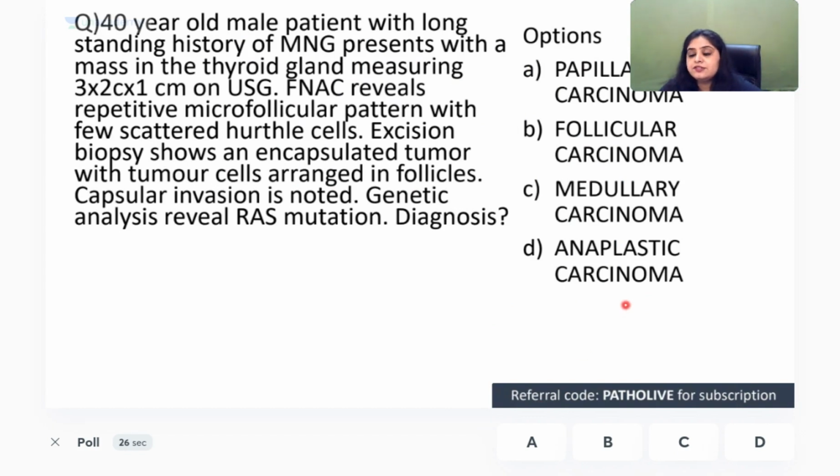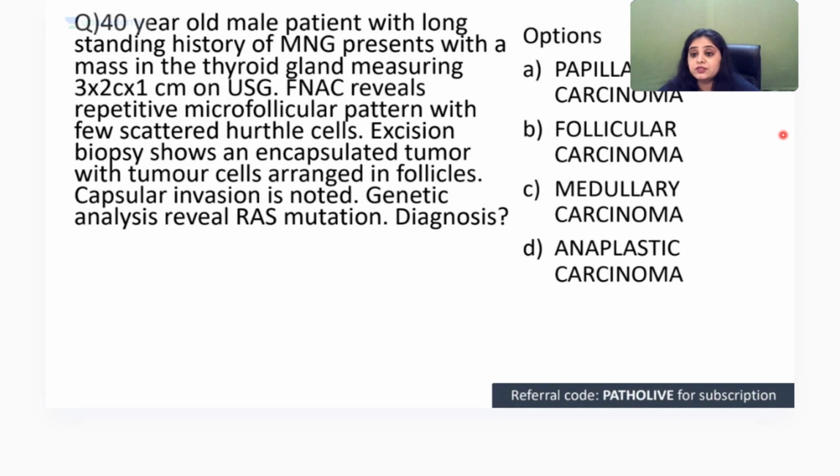A 40-year-old male patient with a long-standing history of multinodular goiter presents with a mass measuring 3 by 2 by 1. FNAC shows a microfollicular pattern with Hurthle cells. Excision shows an encapsulated tumor with cells arranged in follicles. Capsular invasion is noted, and genetic analysis shows the presence of a RAS mutation. What is the diagnosis? Guys, all your miscellaneous queries about Telegram blocking, CVS and micro, we will do at the end.